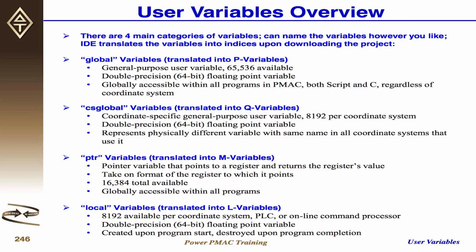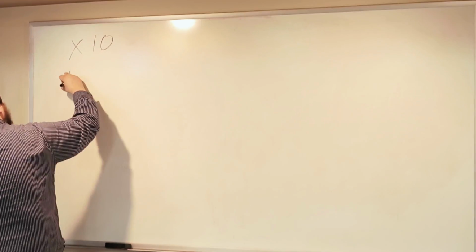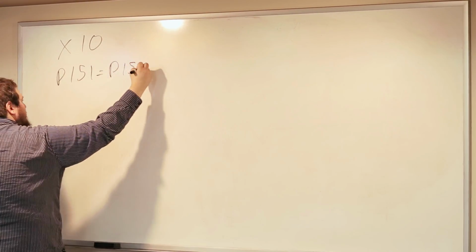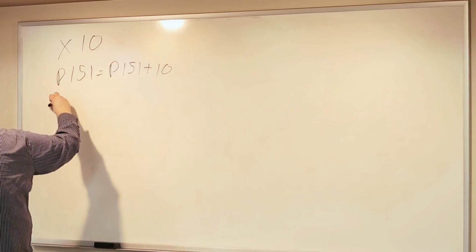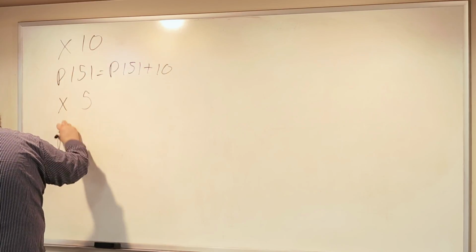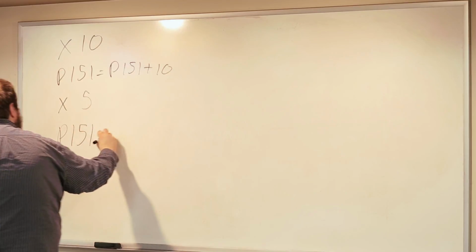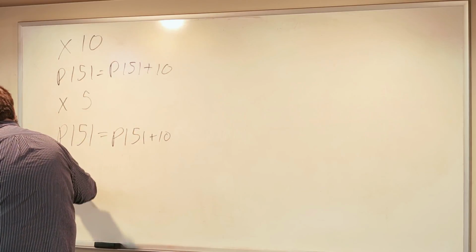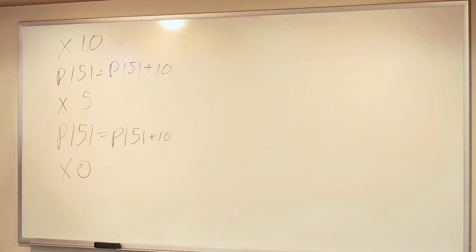If you want to force it to happen, well, let me actually write it up here. If I have X10, P151 equals P151 plus 10, I'll say now. X5, P151 equals P151 plus 10, X0. If you just have it written out like this, you'll have X10, your x-axis will move out to a distance of 10 units.